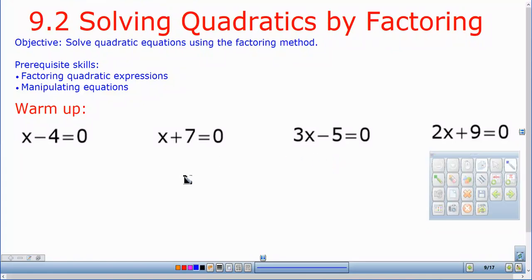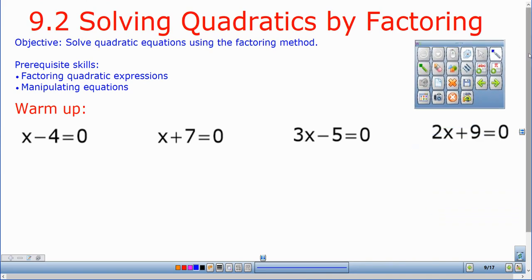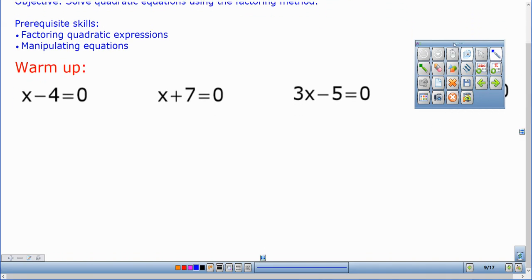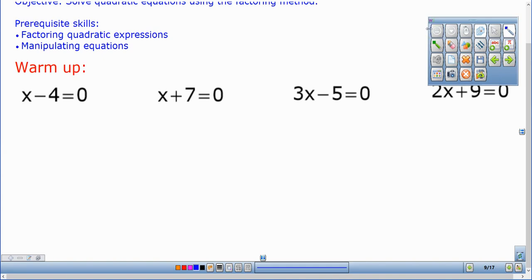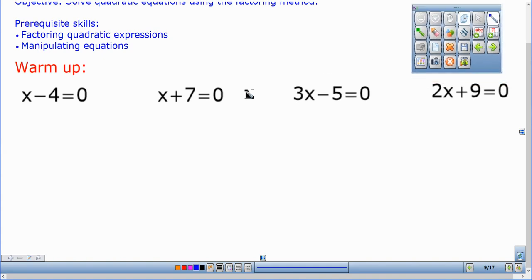In this video, we're going to learn how to solve quadratic equations by factoring. You're first going to need to know how to manipulate some equations, and you also need to know how to factor quadratic expressions. Both of those are skills that we've hopefully learned, but we're going to review some of that before we get started. To start, let's solve these very simple linear equations.